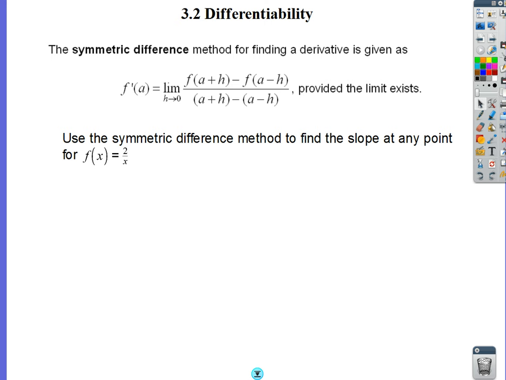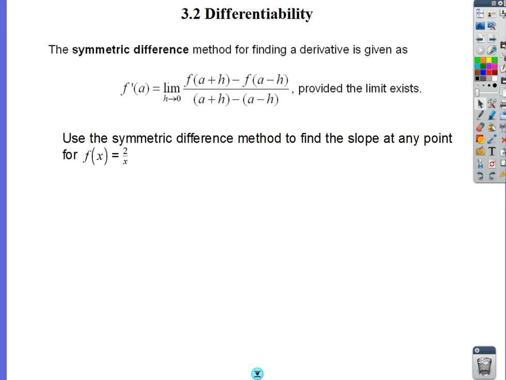All right, but one thing we're going to talk about today is that we've always seen the limit, or the definition of a slope at a point, the derivative at a point, in one way, and you might have thought that was the only way that it can be seen, and that's not true. Here's the case. It's called the symmetric difference method for finding a derivative, and it's given by this big giant mess that's all right here.